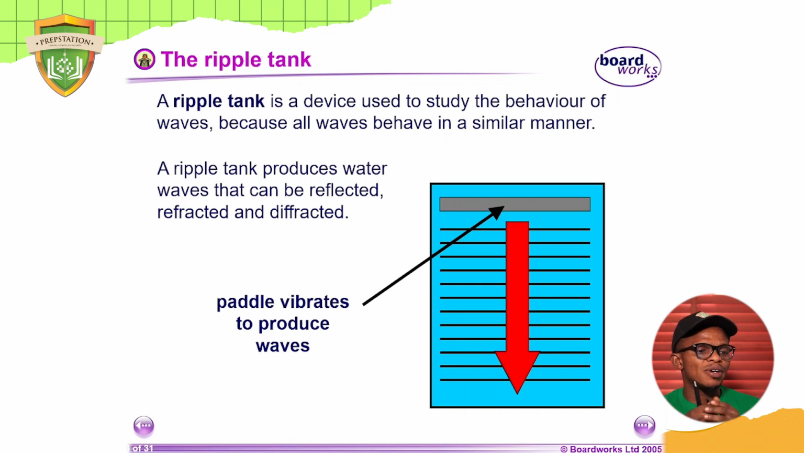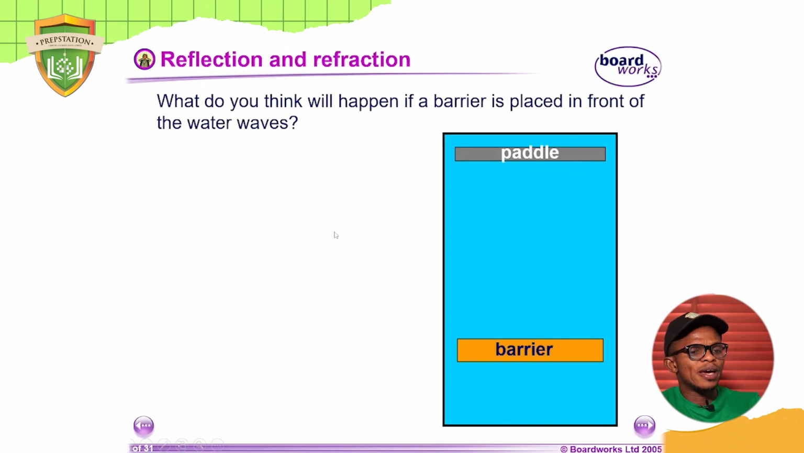Now, the paddle vibrates to produce waves. Vibrates there means it keeps going up and down, back and forth, to do what? To create multiple pulses. A single pulse, but multiple disturbances. And what is a wave? A disturbance in a medium to transfer energy. But right here, we are studying the properties of waves, so let's move forward. Now, how do we use this to explain reflection? See what I'm going to do. What do you think will happen if a barrier is placed in front of the water waves?